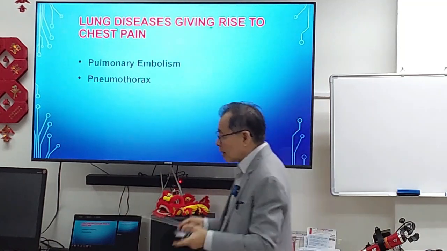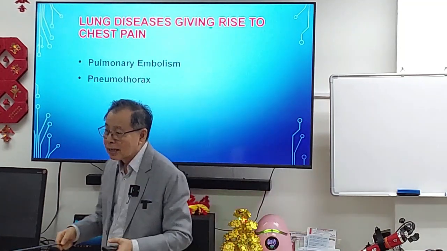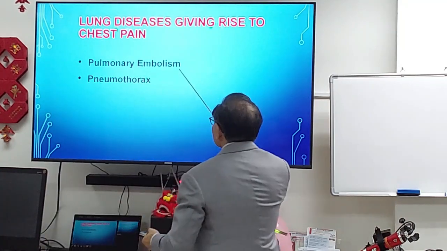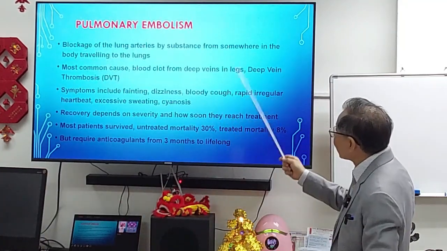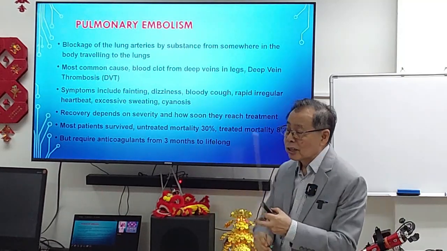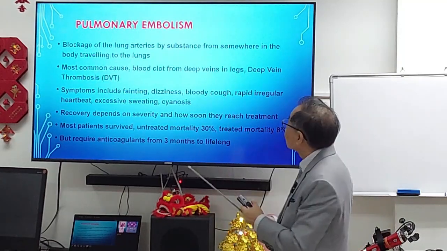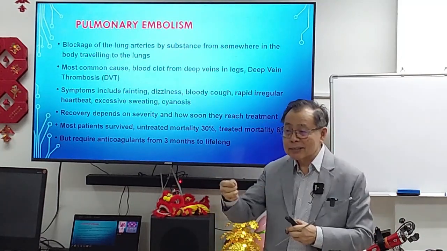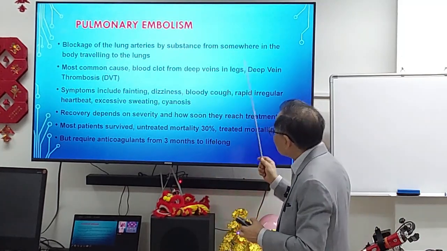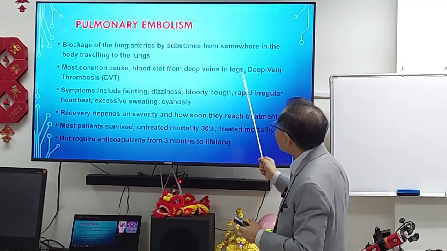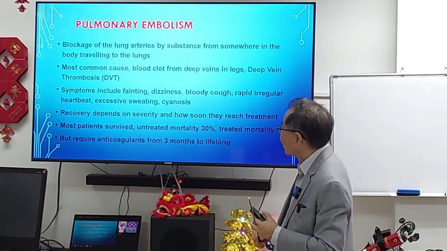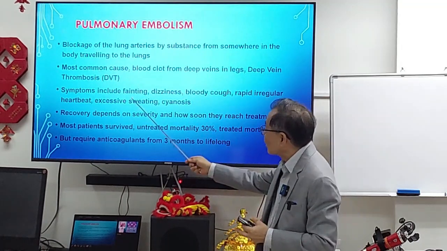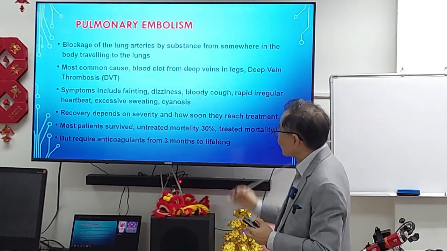Now we talk about the lung causes of chest pain, and this includes pulmonary embolism and pneumothorax. Pulmonary embolism is a blockage of the arteries in the lung by a substance from somewhere traveling to the lungs. So the most common cause of pulmonary embolism is deep vein thrombosis. Okay, so you have bloody cough, irregular heartbeat, fainting, dizziness, sweating and all that.